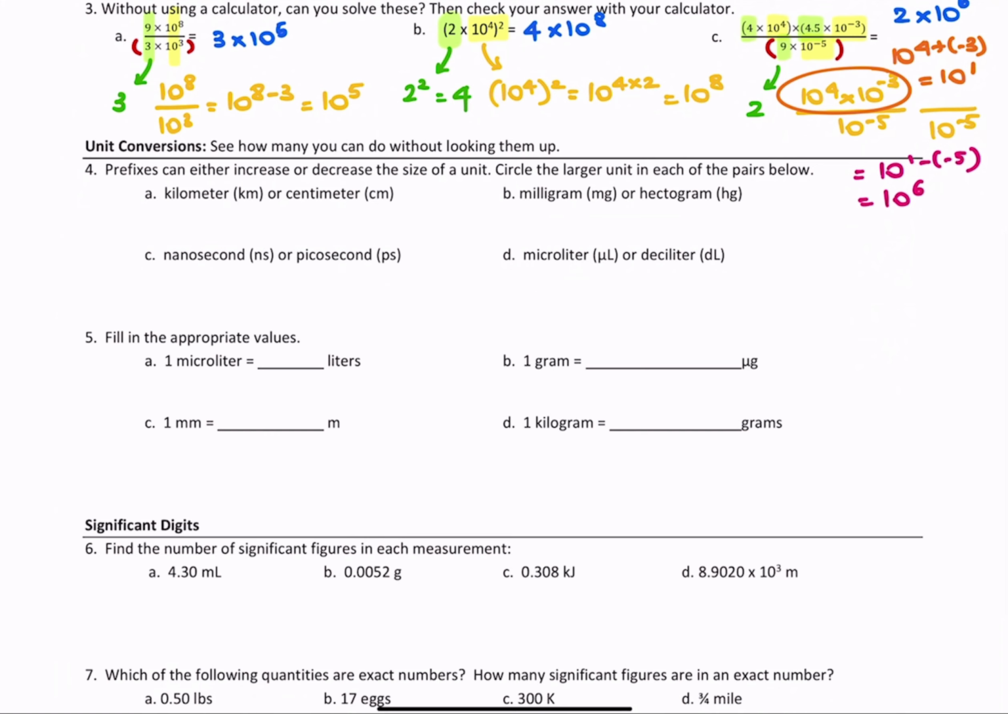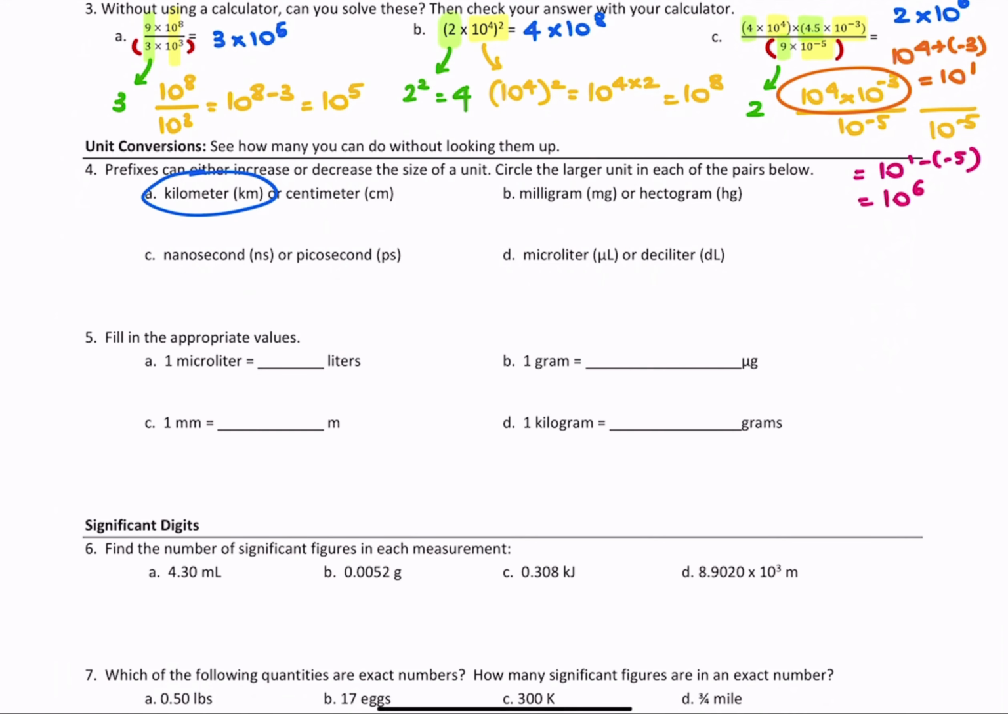And we're going to take a look at first how many you can do without looking them up, without looking at the answer, okay? In problem 4, you need to circle the larger units. And as you can see, units are built with a prefix and a base unit, okay? And the prefix actually gives you the size of the base unit. You have prefixes that make them bigger, and you have prefixes that make them smaller in comparison to the base unit.